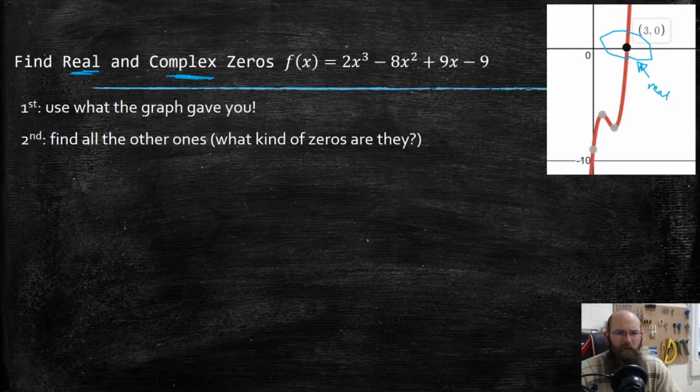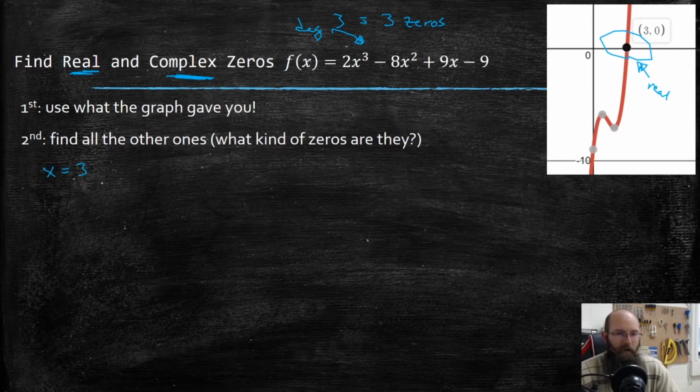But my complex ones, how many do I have total? Well, it's going to come from my degree. If I have a degree 3, then there are 3 zeros. They just might not all be real. In this case, there's only one real one because I only crossed my x-axis once. So there are 2 complex ones. So I have this first step: use what the graph gave me. I know I cross at (3, 0), or where x equals 3.